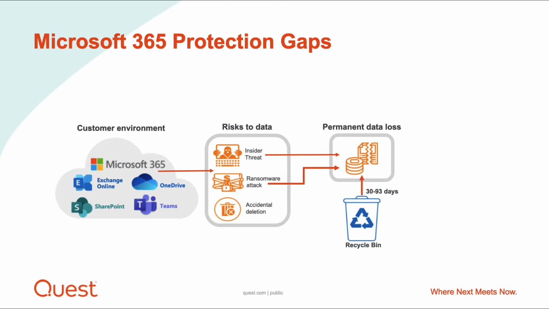Now, that recycle bin has a policy associated with it, somewhere between 30 and 93 days. 93 days is the maximum that you can keep things in the recycle bin. If somebody purges the recycle bin after they've just deleted your data, bye-bye, it's gone. It's not retrievable at that point. Microsoft will say, no, you can't have that back. It's really gone.